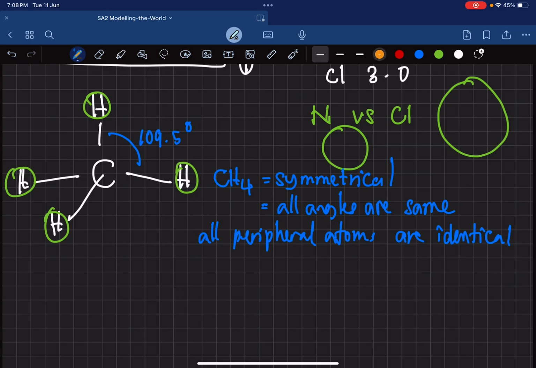So when we look at carbon and hydrogen, carbon's electronegativity is about 2.5. Hydrogen's electronegativity is about 2.1. You don't have to memorize this. But there is a difference. Carbon is a little bit more electronegative than hydrogen, so the bond is polar. Every bond is polar, so the arrow is pointing towards carbon because carbon is more electronegative.